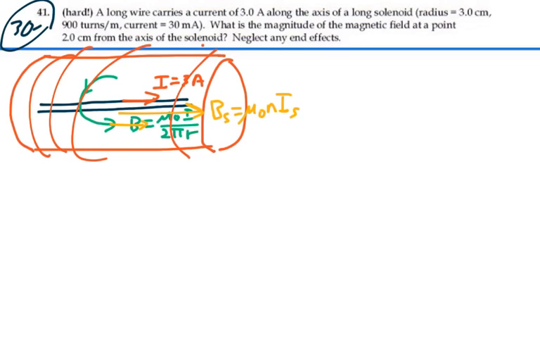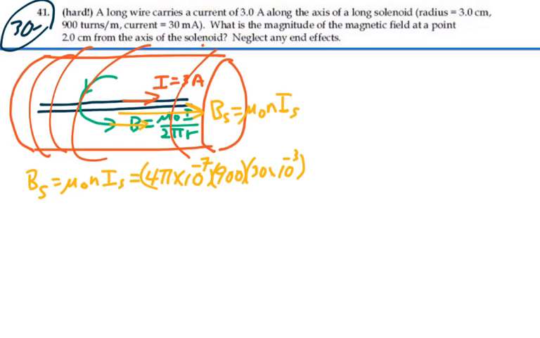So the magnetic field of the solenoid is mu naught little n times the current of the solenoid, which is 4 pi times 10 to the minus 7, times the number of turns per length, 900 turns per meter, times the current of the solenoid, 30 milliamps, or 30 times 10 to the minus 3. This is equal to 3.39 times 10 to the minus 5 Tesla, directed along the axis of the solenoid.